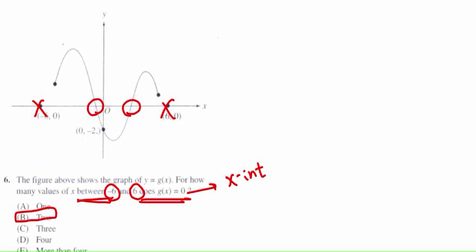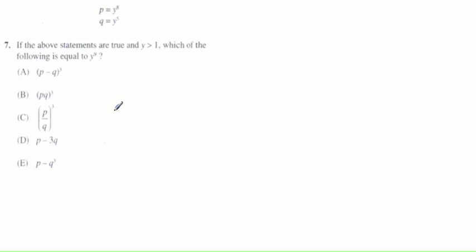How about number 7? P is equal to y to the 8th power, Q is equal to y to the 5th power. Now, we are looking for y to the 9th power. In fact, when you subtract, you cannot manipulate the exponents. So the only ones we have to check are choice B and choice C.